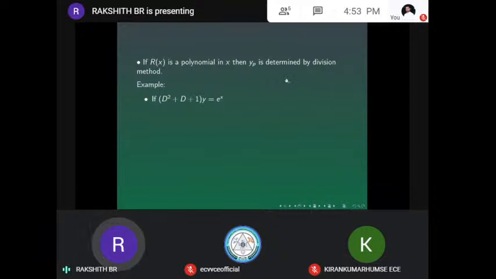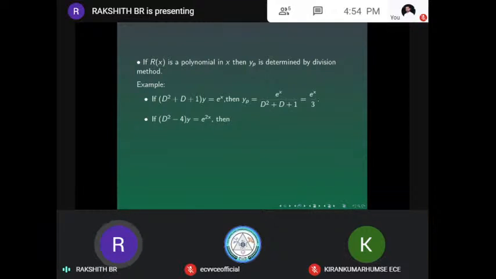From the previous study, you can note that the particular integral yp, if r of x is of the form e power ax, is obtained by just replacing D by a in the denominator. Your a in this case is 1. So if you replace D by 1 in the denominator, it would be simply e power x by 1 plus 1 plus 1. So it is simply e power x by 3. This is how we need to find yp. The complete solution, that is the general solution, would be yc plus yp.